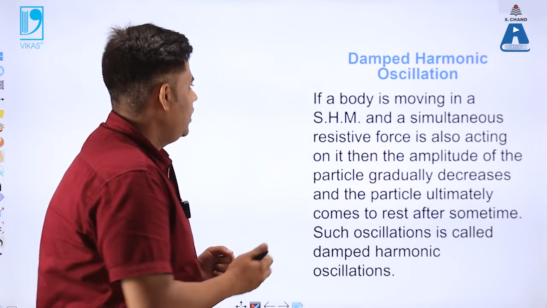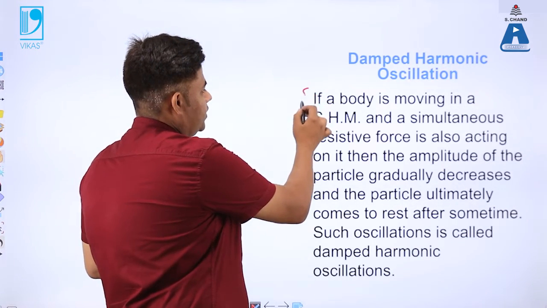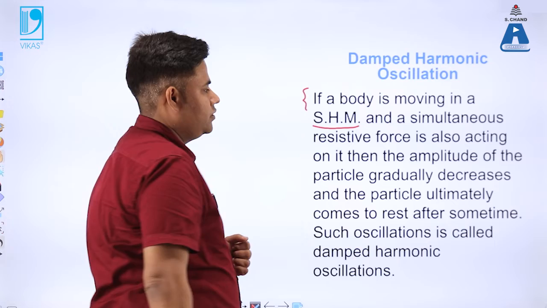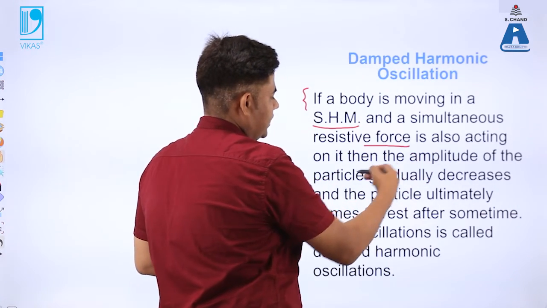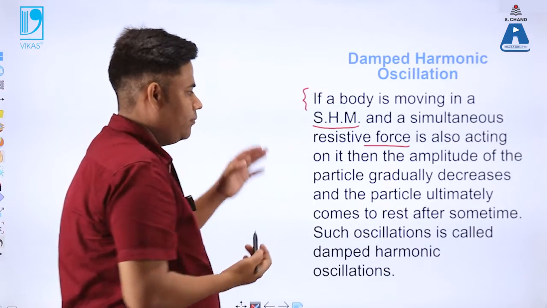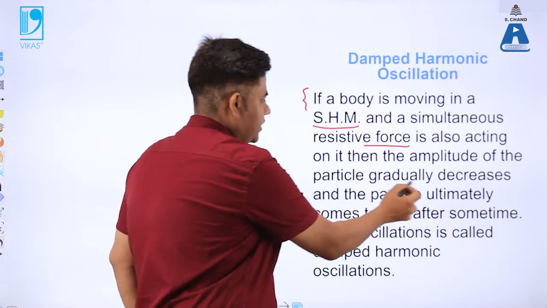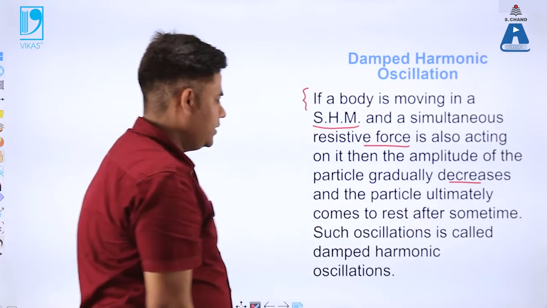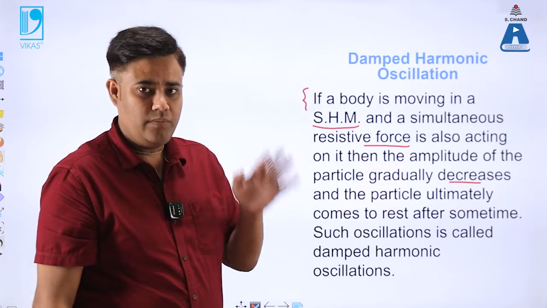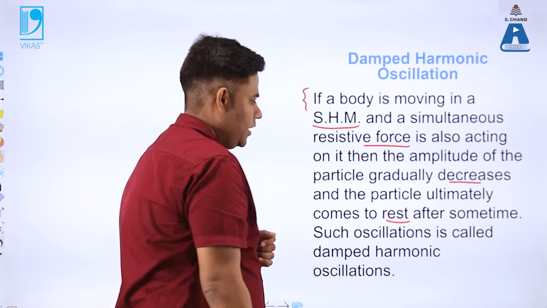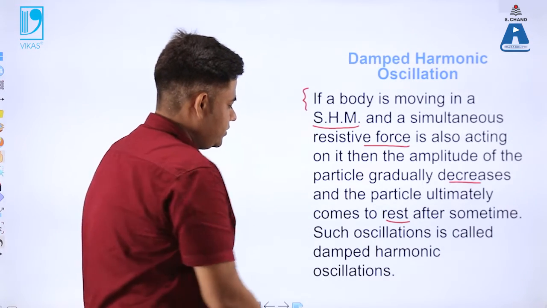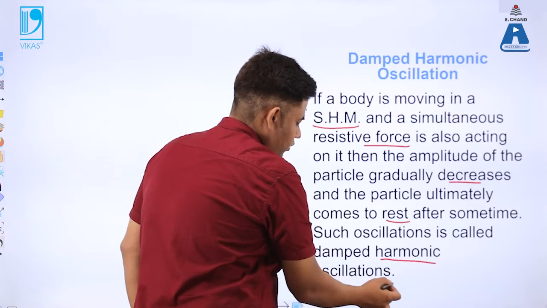What is it? If a body is moving in simple harmonic motion and a simultaneous resistive force is acting on it, the amplitude of these vibrations gradually decreases, and at one particular time they will come to the rest position. Those oscillations are called damped harmonic oscillations.